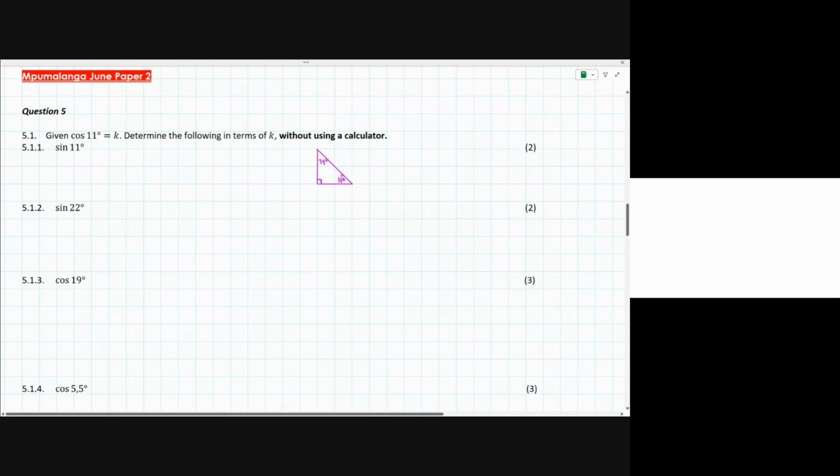Now, because of this information given to me, I'm going to use the 11 degrees as my reference angle. And remember, cos is adjacent over hypotenuse. This k could be written over 1. So the adjacent side to 11 is k. The hypotenuse is 1. And we can then use Pythagoras to work out the missing opposite side. So just so that you can see the Pythagoras calculation, the hypotenuse squared is equal to my opposite side squared plus my adjacent side squared, which is k squared.